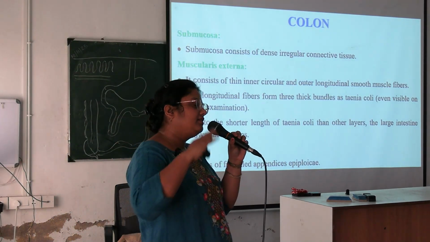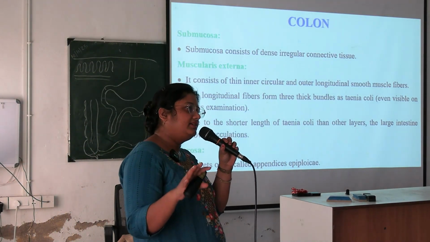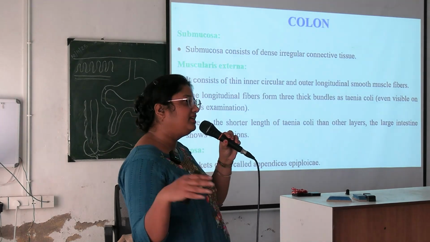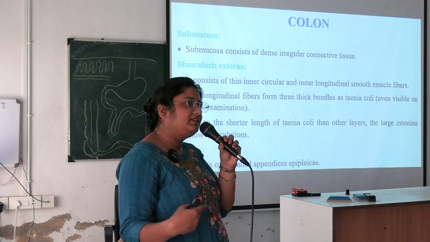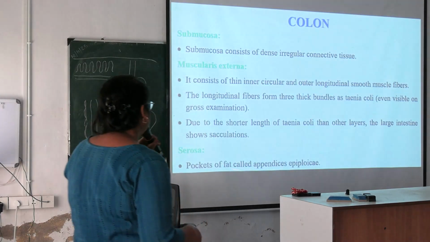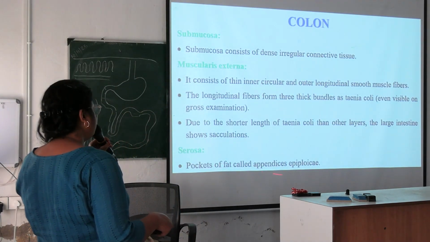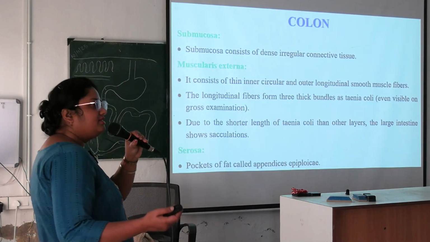Serosa is mainly the layer of peritoneum covering the gut. Not all sides of the large intestine are covered with peritoneum. Some parts are retroperitoneal also. Okay. So these peritoneal pockets of fat are known as Appendices epiploicae.